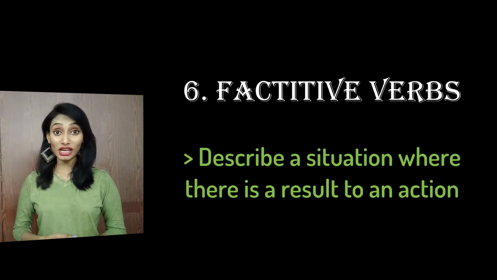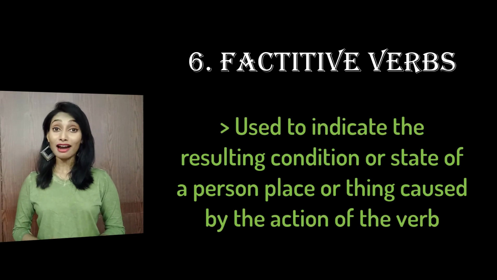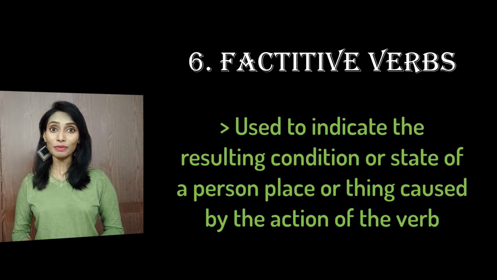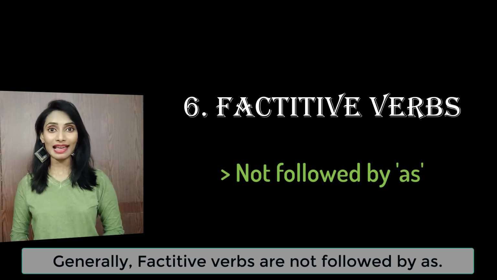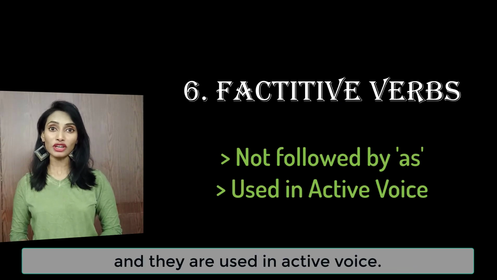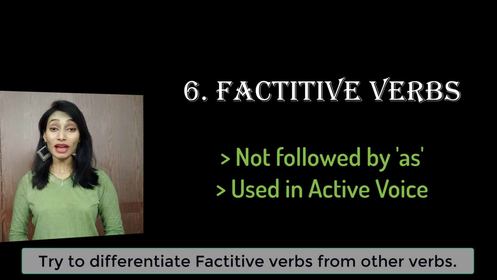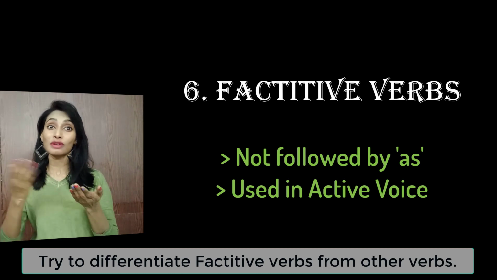They describe a situation where there is a result to an action. They are used to indicate the resulting condition or state caused by the action of the verb. Generally, factitive verbs are not followed by as and they are used in active voice. Try to differentiate factitive verbs from other verbs.